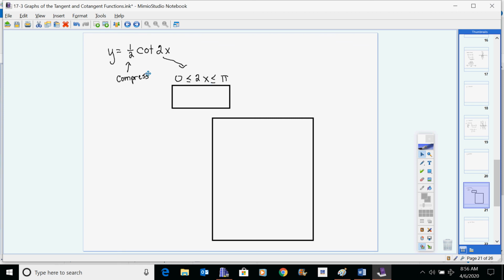It's going to be compressed, and we're going to be able to figure out how much as we go with this. So I've got to get 0 to pi. I divide everything by 2, or multiply by a half, so I find out that one complete period goes from 0 to pi over 2, and that's where my asymptotes live.